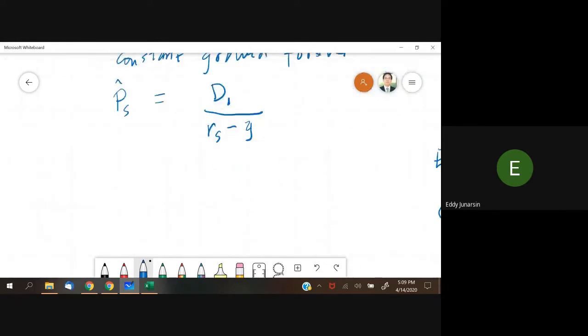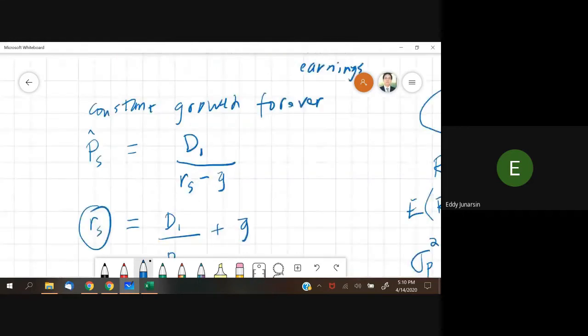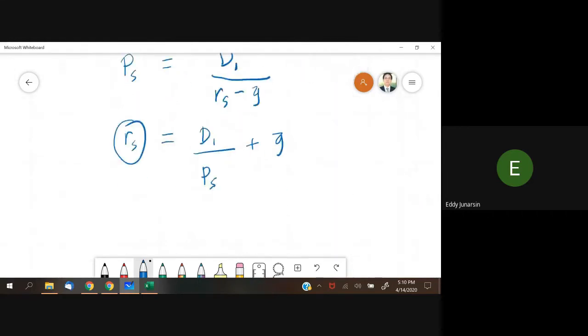Okay, so if we reverse this, the required return by stockholders should be a function of the next cash flow divided by the current price, plus the constant growth forever. And you know what it is again? The required return by common stockholders or equity holders. So the required return by common stockholders is the cost of common equity to us, right? Of course, the existing one, the cost of existing equity, the cost of common equity to us. So this is the first approach.